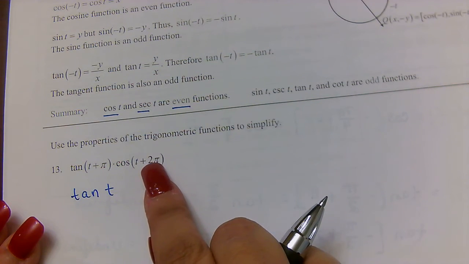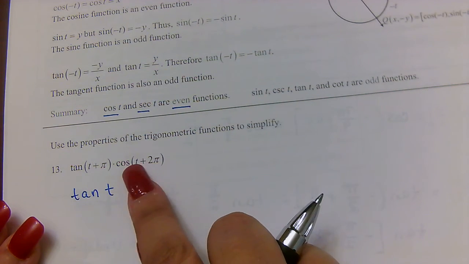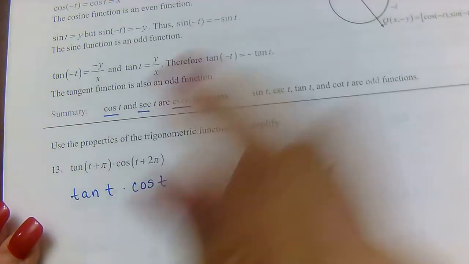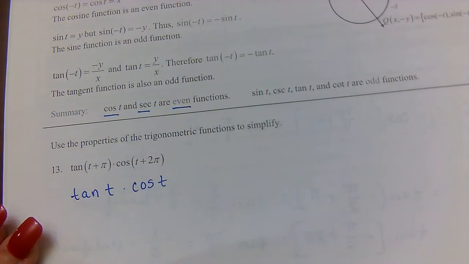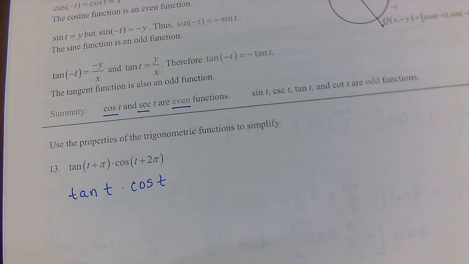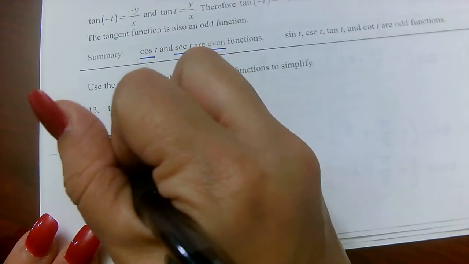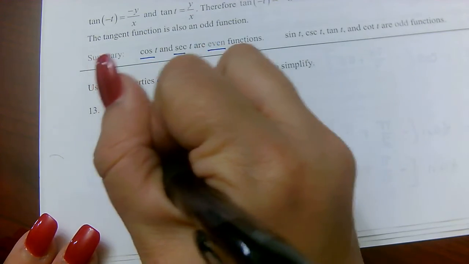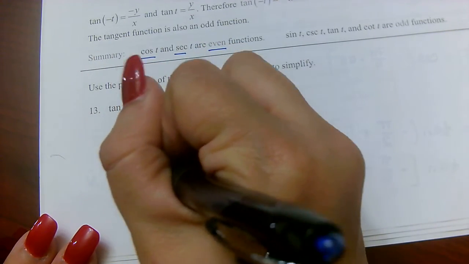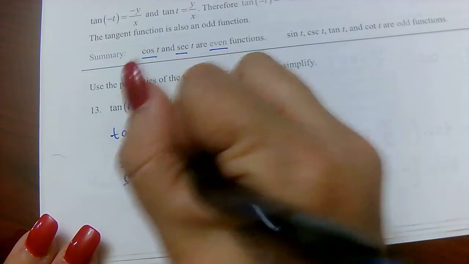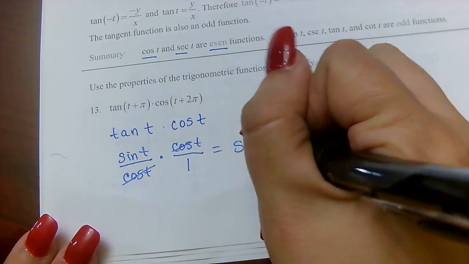Cosine, if I add a 2 pi to t, it's the same thing as saying cosine t. Okay? So all we're doing here is simplifying it like that. The next thing we want to do is break it down just a little bit more. What is tangent referred to? Well, tangent is sine t over cosine t times cosine t over 1. Cosines will cancel and you're left with just sine t.